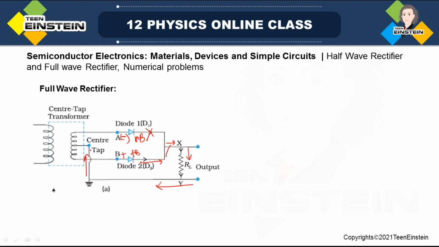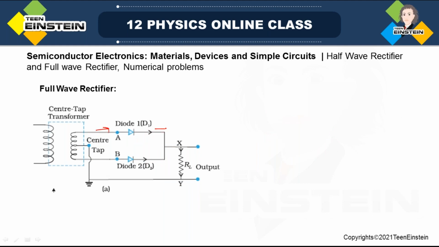So the circuit now, like that it will go. So from the central tap, let me write this as point B to common point C here, then it goes to X, then through RL it goes to Y, and Y to again the central tap. So this is how the current will flow in the separate circuit.